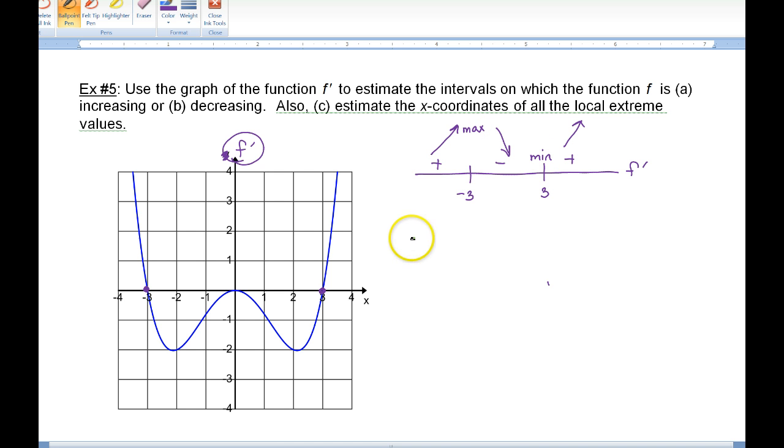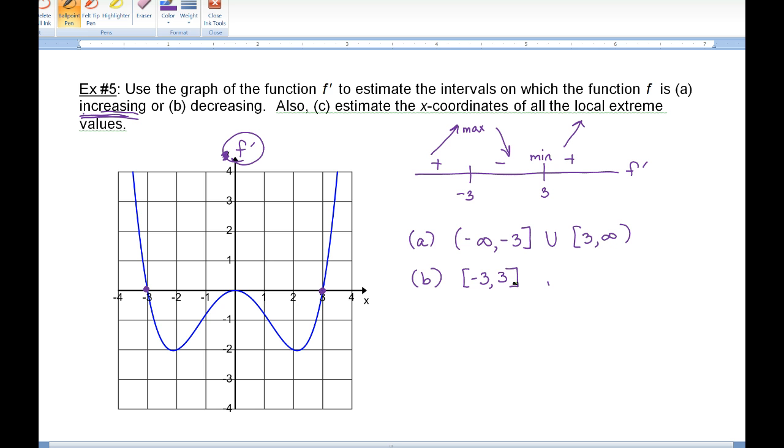So for part A, we can answer where is it increasing. Okay, so increasing is from negative infinity to -3, and then from 3 to infinity. And then for B, where is it decreasing? So again, we don't really count the place where it just touches the x-axis. Everything stayed below, so we're going to say from -3 to 3 is where it's decreasing.